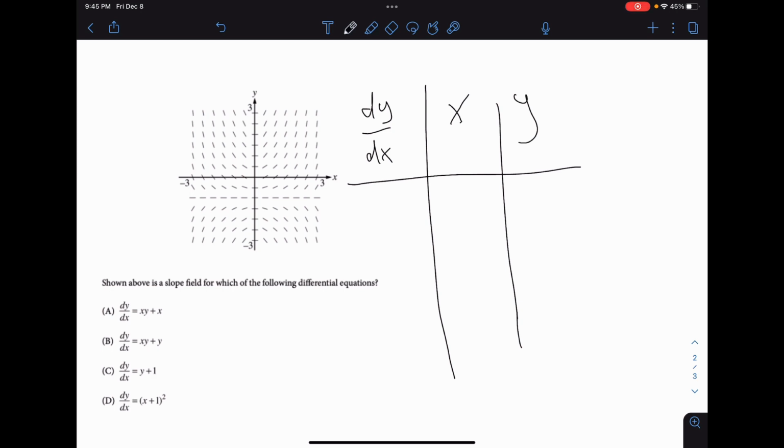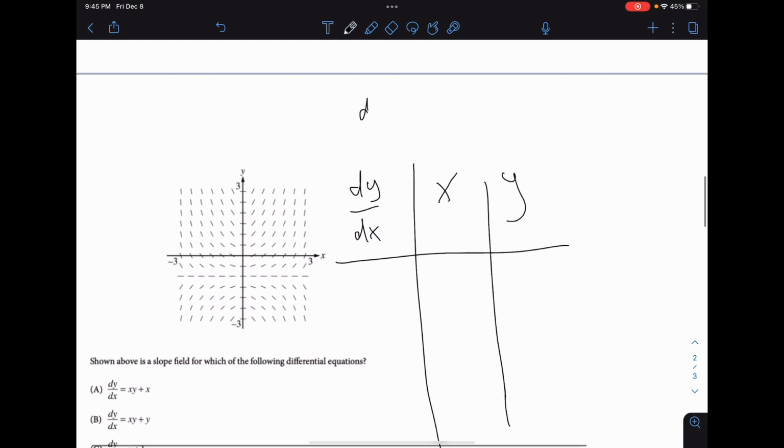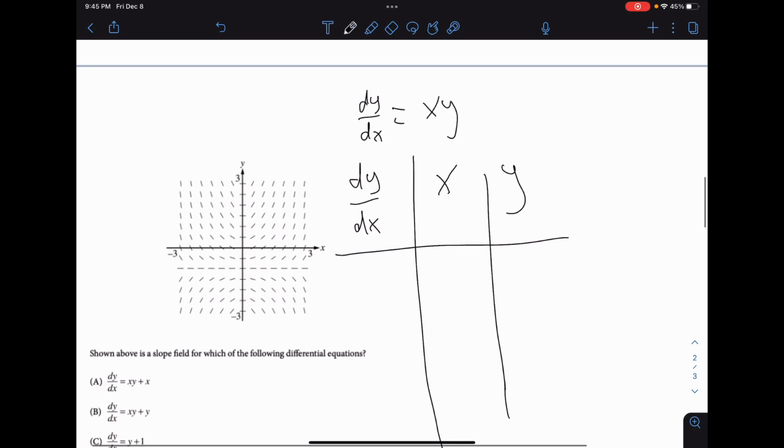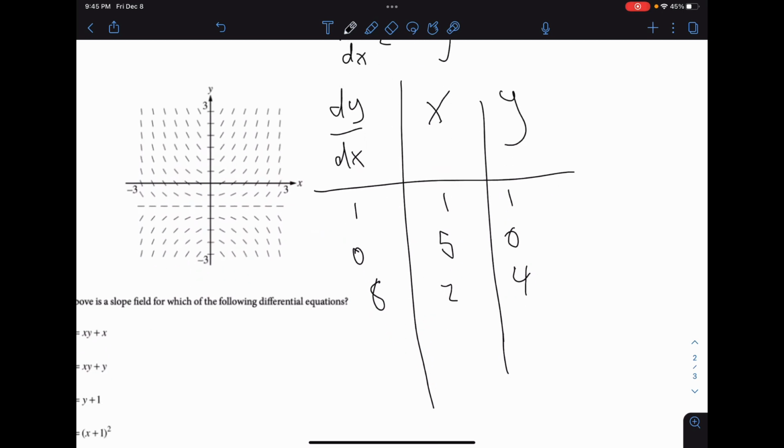So if the function is dy/dx equals xy, then the slope at any point is x times y. So the slope at (1, 1) will be 1. The slope at (5, 0) will be 0. The slope at (2, 4) will be 8. And the slope at (0, 0) will be 0.